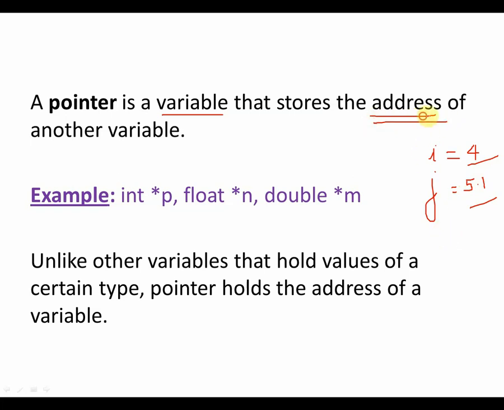Whereas a pointer variable stores an address. We shall see what an address is. You will understand this better in the next slides. Now here are some examples which you can see on the screen, which are all pointer variables. So p is a pointer variable, n is a pointer variable, and m is also a pointer variable. p is a pointer variable of the type integer. How do you know that it is a pointer variable? With this asterisk sign that you see. So the asterisk sign denotes that the variable is a pointer variable. Similarly, n is a pointer variable of the type float, and m is a pointer variable of the type double. So the moment you put an asterisk sign, it is a pointer variable.